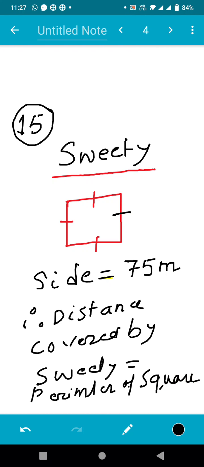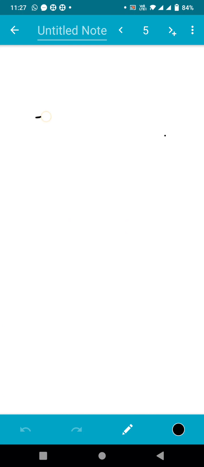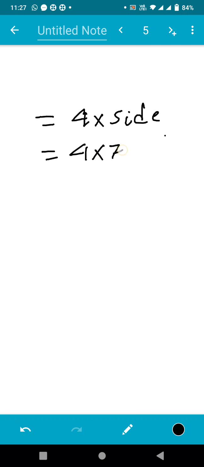Now let's move on to the next page. Perimeter of a square is what? 4 into side, isn't it? We know the formula. So 4 into side, and what is the measure of each side? That is 75 meter, absolutely. If you multiply 4 into 75, we'll get the answer as 300 meters. So Sweetie is traveling a distance of 300 meters.